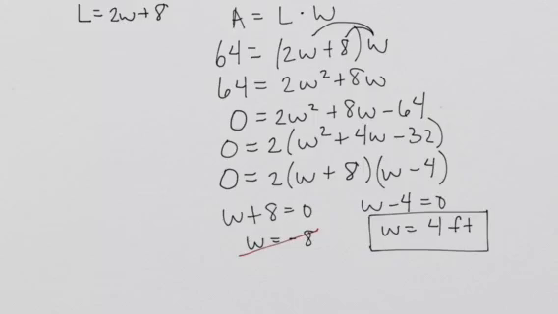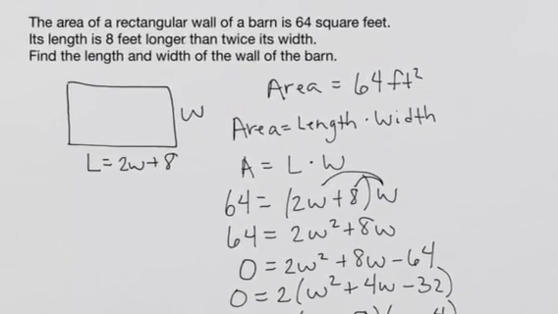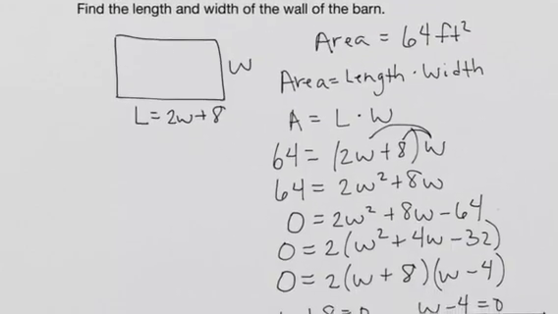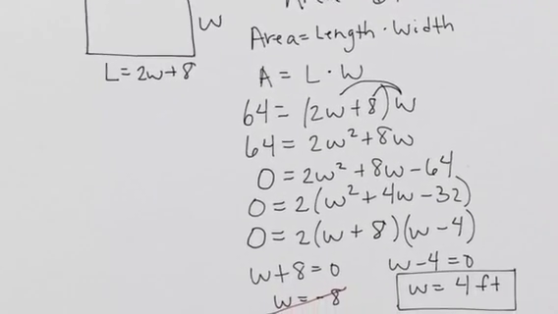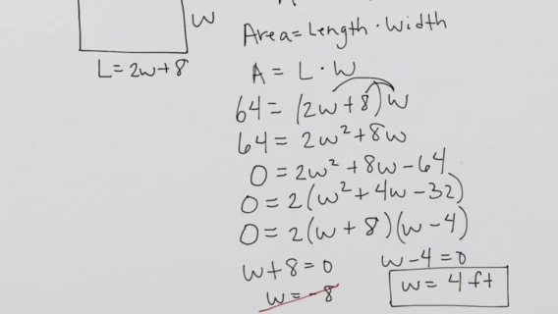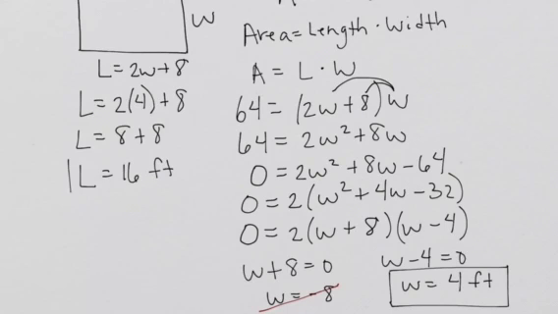Now the problem asks us to find the length and the width. Well, what we found is the width. If we look back up at our problem, we have stated that the length is 2W plus 8. So we'll go back into this equation. L equals 2 times what we found for W, which is 4, plus 8. So we end up with L equals 8 plus 8. So L is equal to 16 feet. So what we have found is that the length is 16 feet and the width is 4 feet.